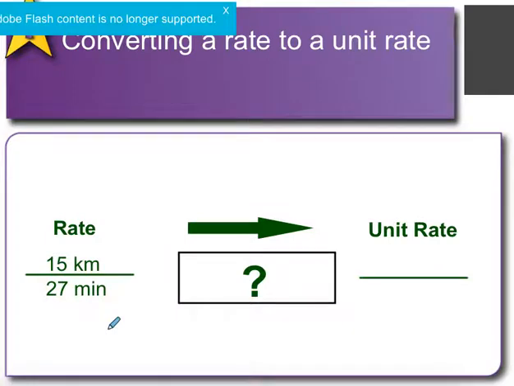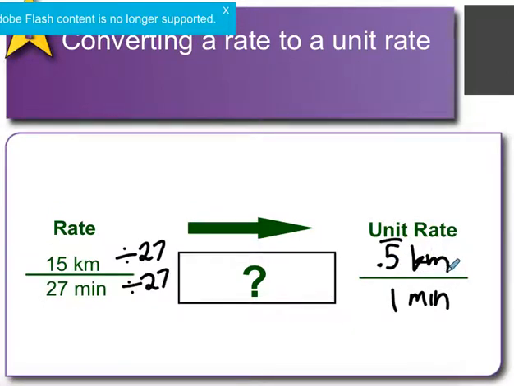Let's try another one. 25 kilometers in 27 minutes. In this case, I am finding how many kilometers in 1 minute. To get there, I'm going to divide by 27. If I do that, 25 divided by 27, we end up getting about 0.93 kilometers in 1 minute. So just divide them, and we end up with our unit rate. We're looking for that 1 minute, the 1 hour, the 1 apple, whatever it might be.